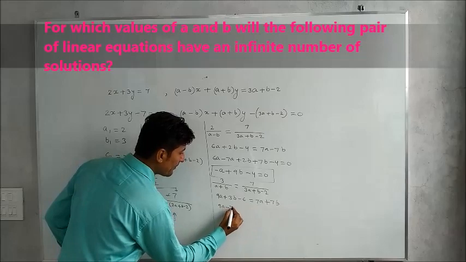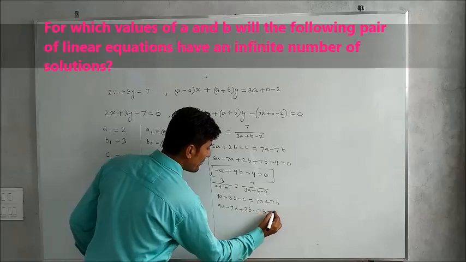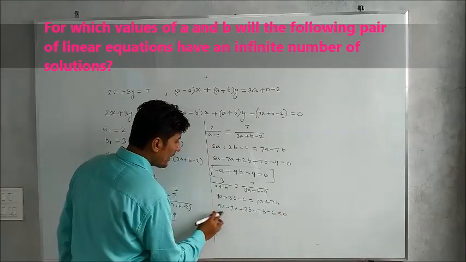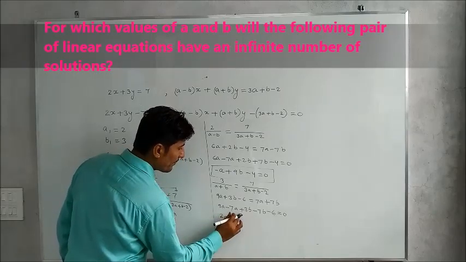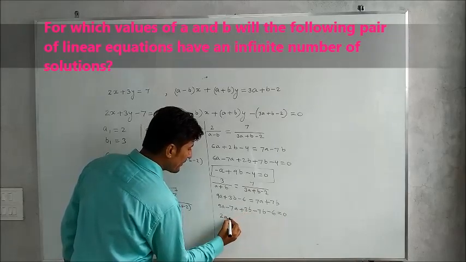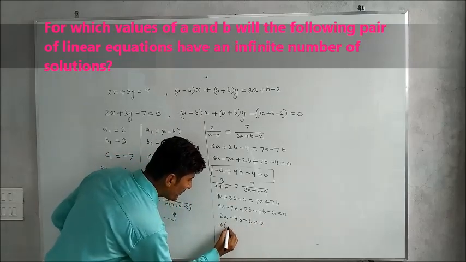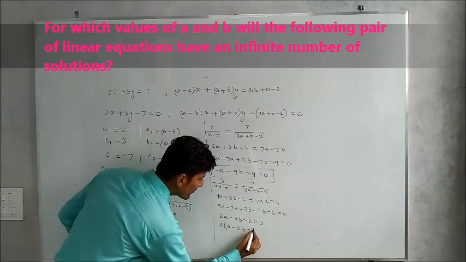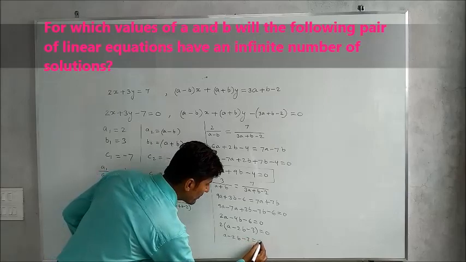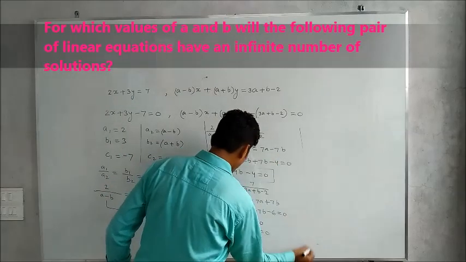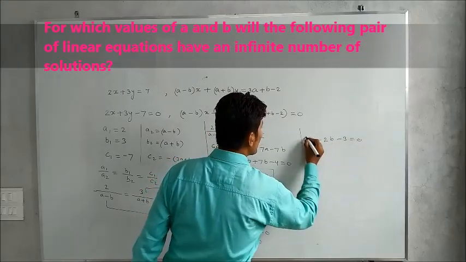9a, then here we write minus 7a, plus 3b, we can write here minus 7b, minus 6 equals 0. 9a minus 7a can be written as 2a, plus 3b minus 7b can be written as minus 4b, then minus 6 equals 0. 2 can be taken as common, so we can write a minus 2b minus 3 equals 0 upon 2, or finally the second equation will be a minus 2b minus 3 equals 0.